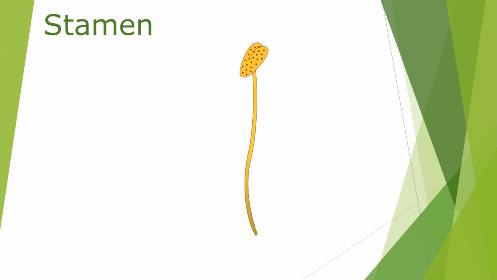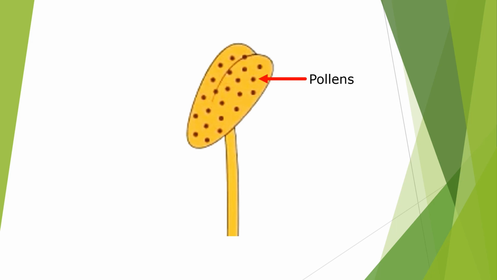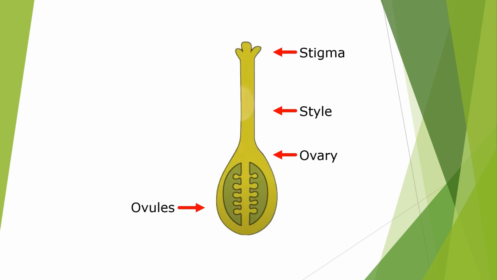Stamens consist of a long stalk at its base called filament and a swollen head called anther. Anther is where male reproductive cells called pollen are present. Pistil consists of a sticky upper opening called stigma, which is connected to a tube-like structure called style, and style ends in ovary, where female reproductive cells or ovules are present.